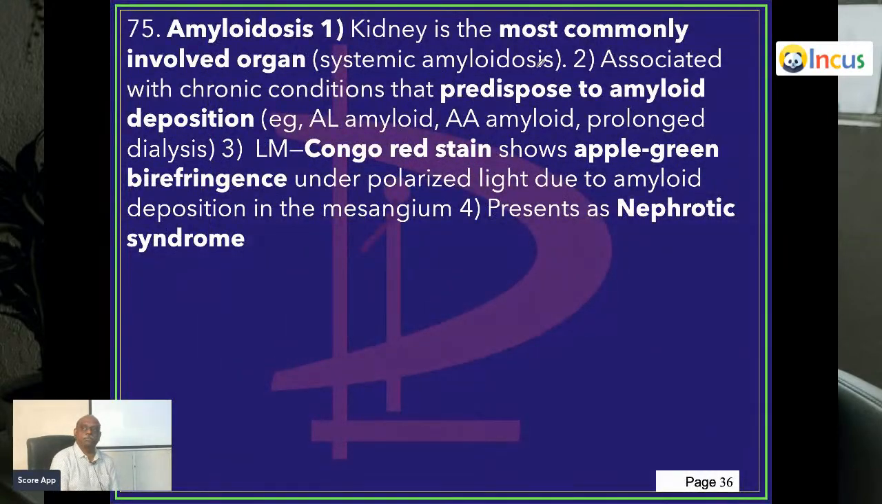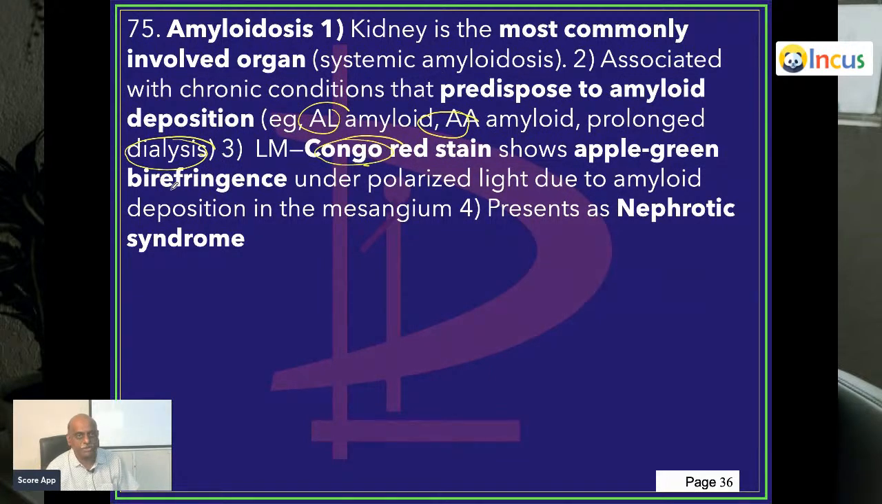All right. Now comes amyloidosis. Amyloidosis also presents with nephrotic syndrome. Of all the organs, kidneys are the most commonly involved organ in systemic amyloidosis. There are different types of amyloid. Which type of amyloid is known to lead to renal involvement? AL amyloid, AA amyloid, or prolonged dialysis associated amyloidosis, anything can lead to kidney involvement.